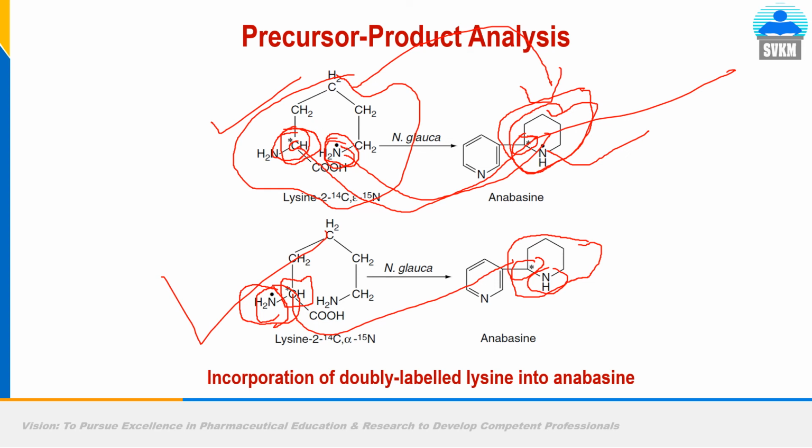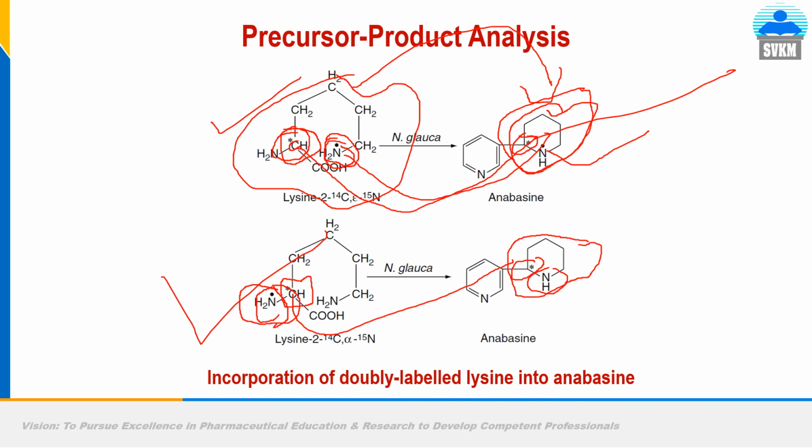Had this nitrogen of the piperidine ring come from this ring, it would have been isotopic. But very clearly we can see the nitrogen of the piperidine ring of anabasine is not isotopic. It is the normal nitrogen. It means this labeled nitrogen has not been utilized in the biosynthesis of anabasine.